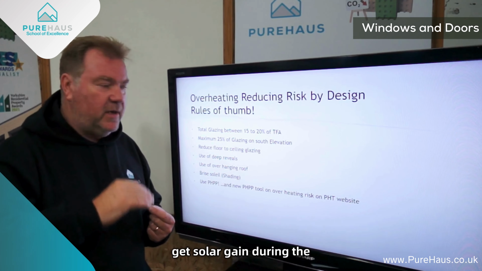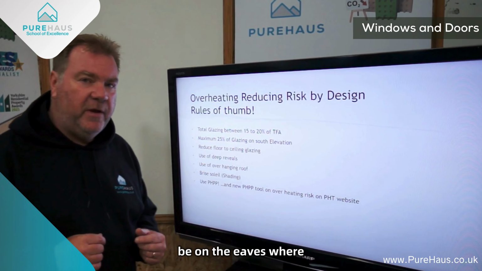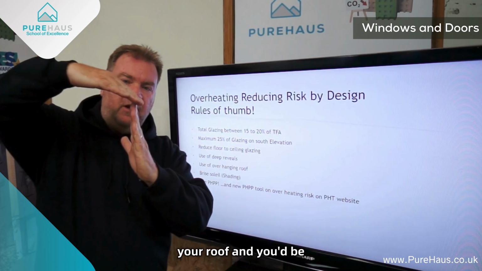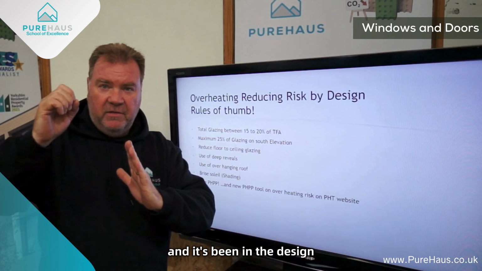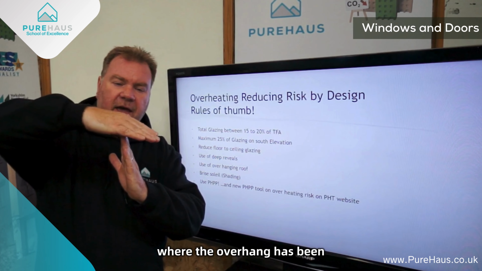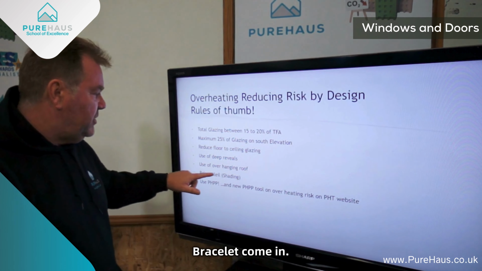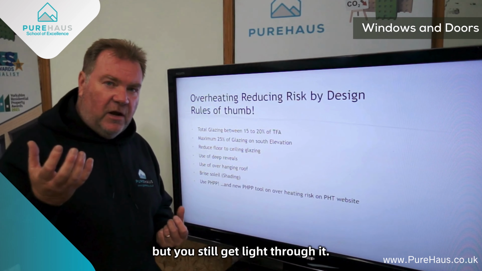Brise soleil, shading. Shading's really important. That comes in on the overhang roof. The overhang roof would be on the eaves where you've got your wall and your roof and you would be able to overhang that. I've done this many times and it's been in the design where the overhang has been increased to create a shadow. And that's where the brise soleil come in. That is a form of shading, but you still get light through it.